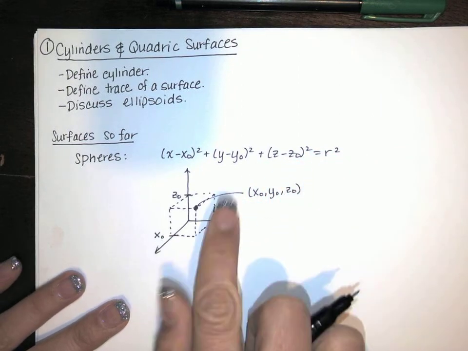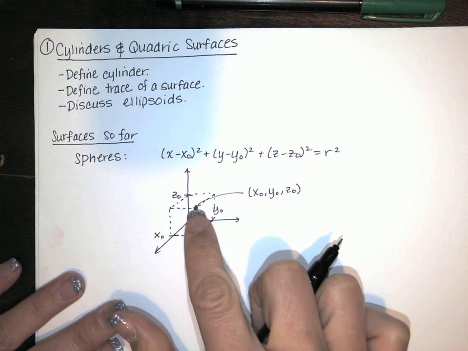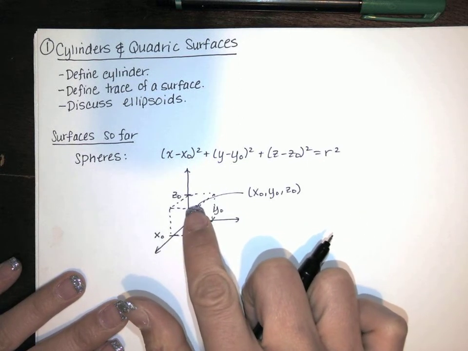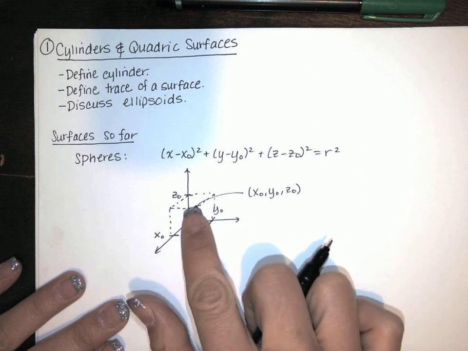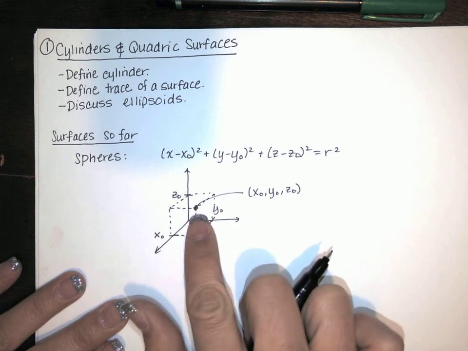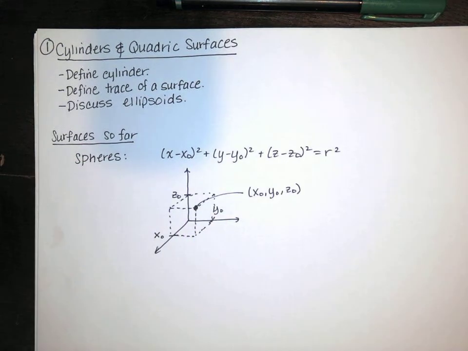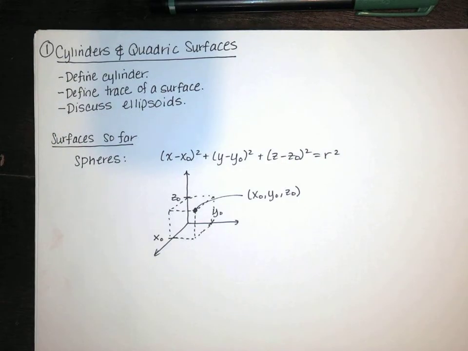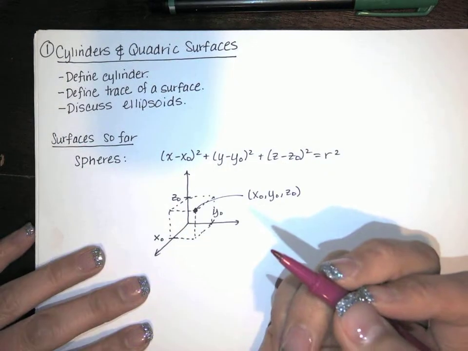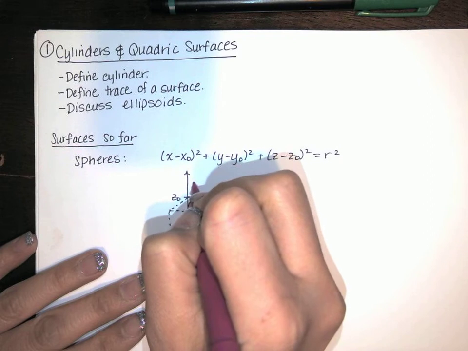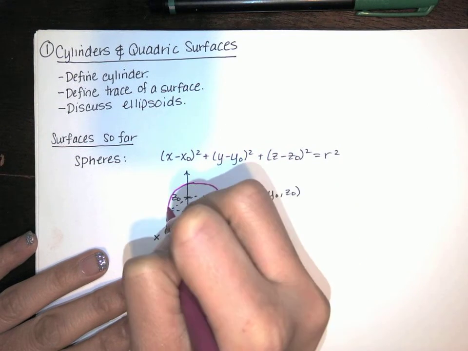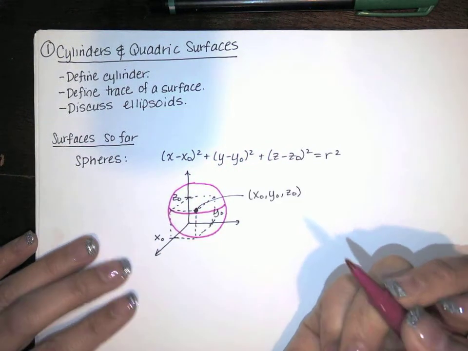And then we go r units in all directions. So we're going to go forward r units and backwards r units. That's the x direction. And left r units and right r units in the y direction. And then up r units and down r units in the z direction. And that's going to give us our sphere. It's hard to draw, so we're just going to draw a cartoon. We're going to draw something that looks like a sphere, and we'll say that's good enough for us.